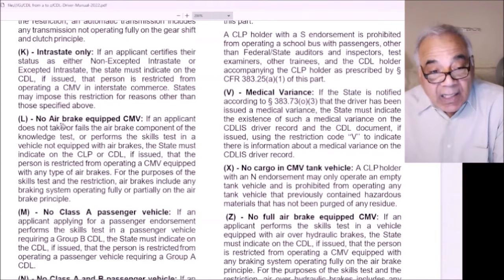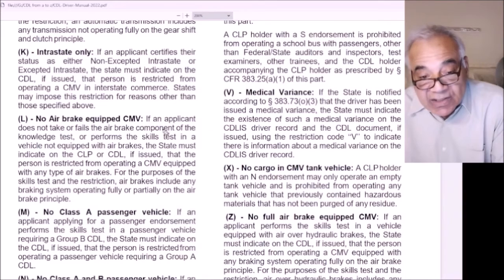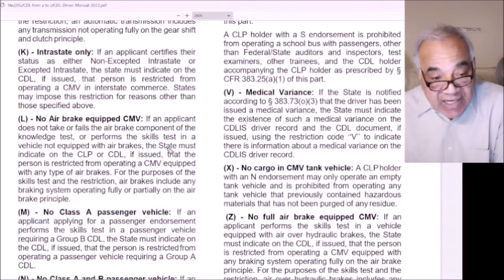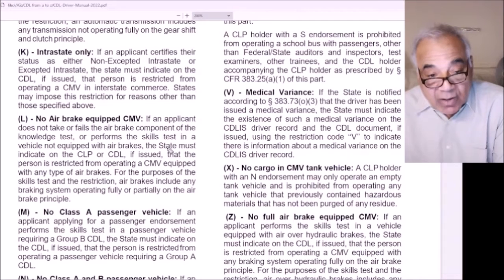Restriction L, no air brake equipped, which means the driver is not trained or not supposed to drive a vehicle with air brakes. Air brakes means the driver has to have the knowledge and the training to test the capacity of the air pressure of the vehicle, the leak, how much leak occurs when the engine is shut off, and how much leak happens after every time you brake, and how many times you have to hit the brakes before you go under 60 psi, and whether you get a warning or not.